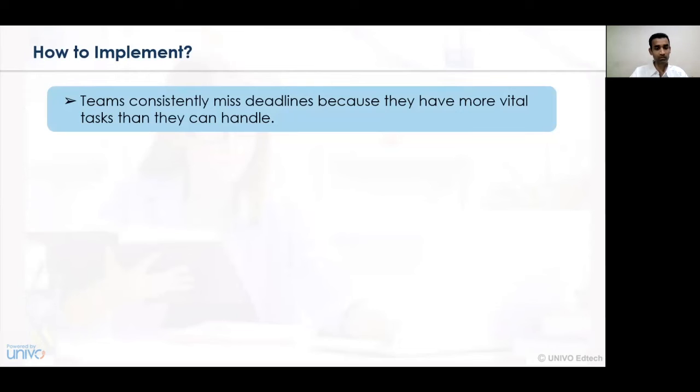Now let's take an example of how we implement resource loading in our day-to-day organizations. Teams consistently miss deadlines because they have more vital tasks than they can handle. In this case, one has to understand how those activities are being conducted in a business organization. At certain stages, the deadlines may be either achieved or missed by the respective organizations or concerns.